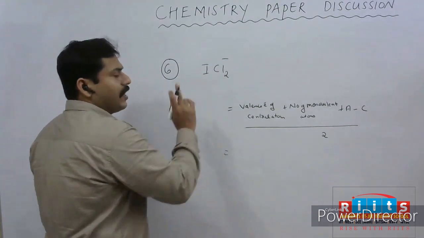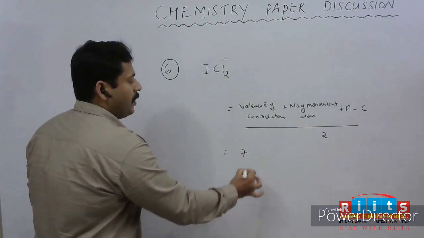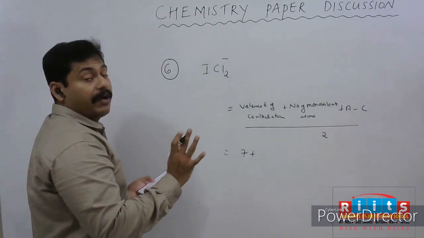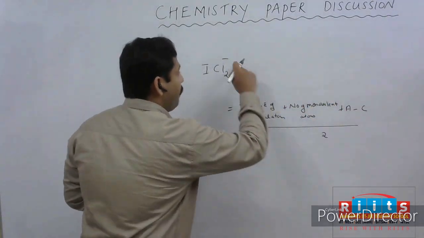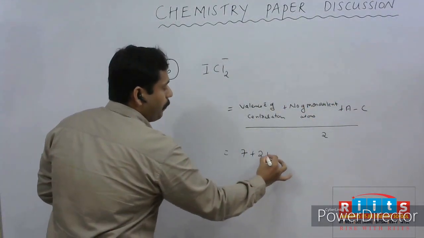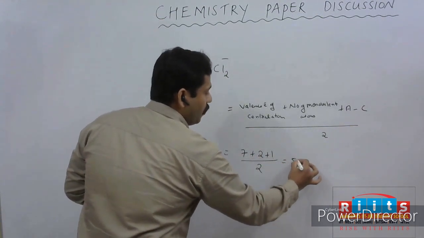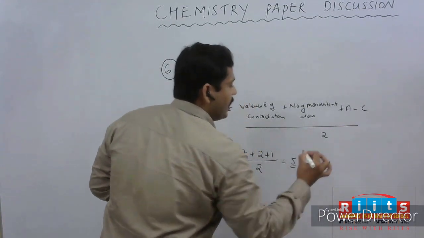So here, which is the central atom, least electronegative, iodine only. So valence electrons of iodine will be 7. Chlorine is monovalent, but oxygen, if there, you cannot take because oxygen is divalent only. So chlorine I can take, so 7 plus 2. Anionic charge I have to add, so it will be plus 1, divided by 2. So 7 plus 3, 10 by 2, that is equal to 5. 5 means sp3d only. So hybridization will be sp3d.